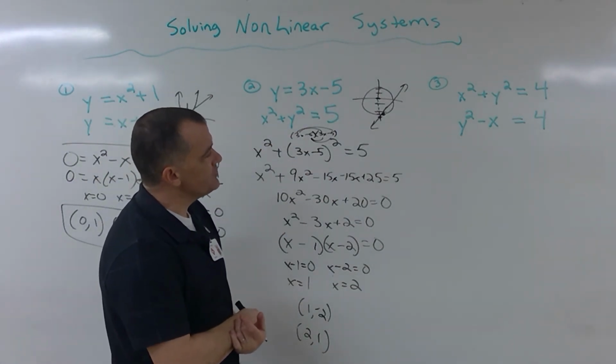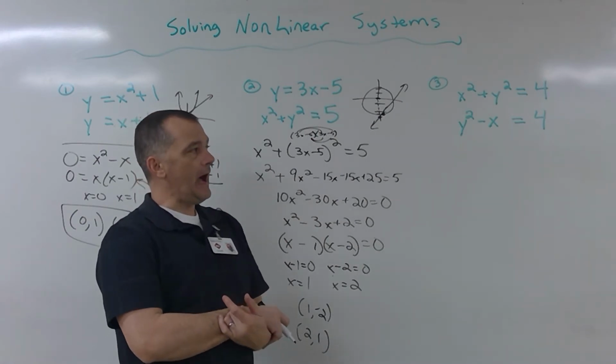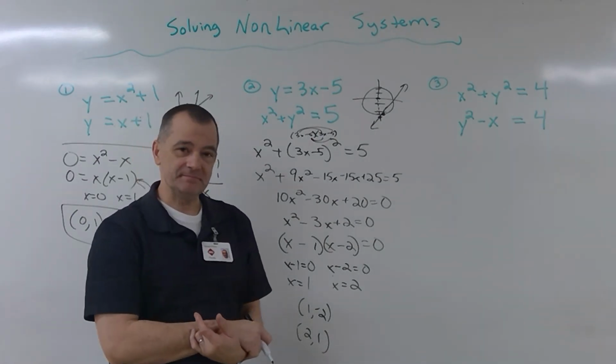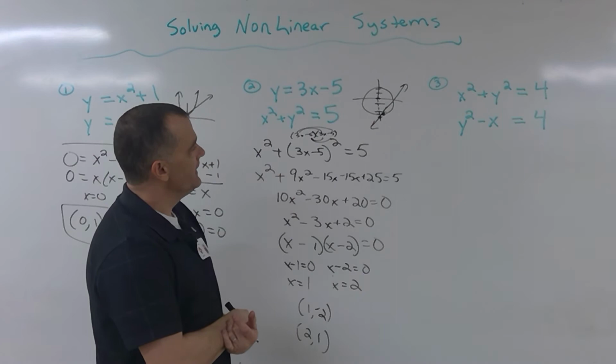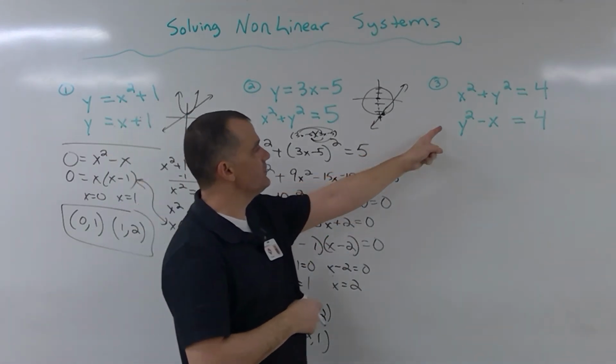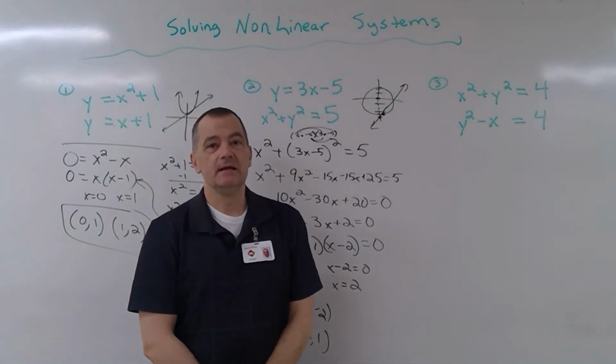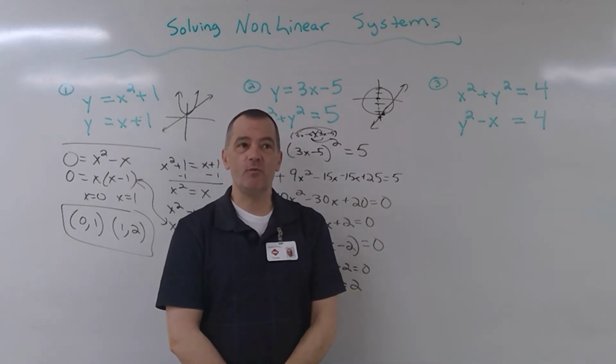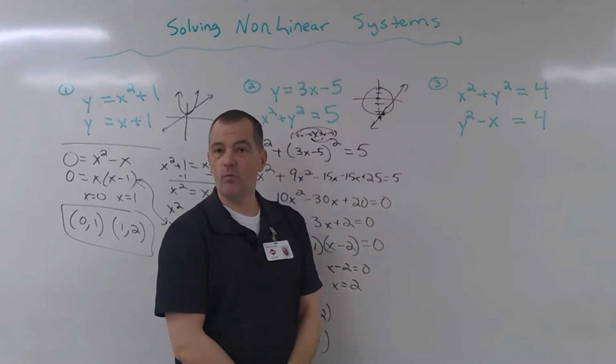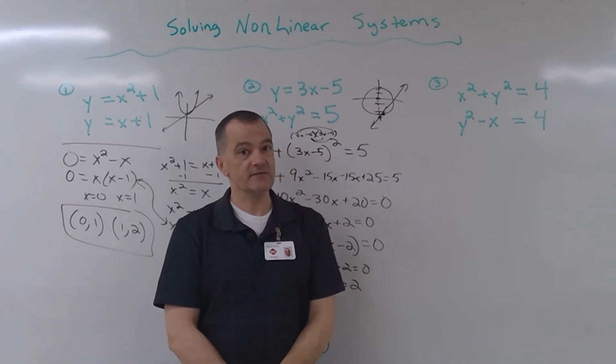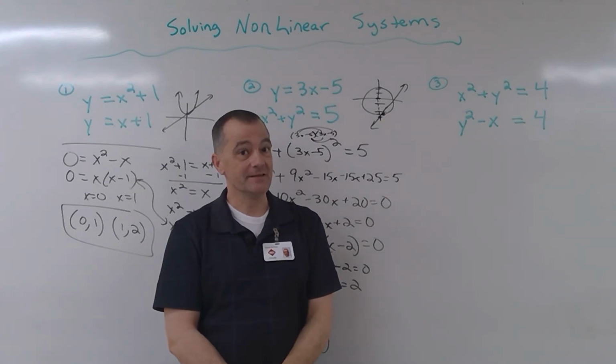I could use substitution for this one, but I'm going to use elimination. And I'm going to be a little careful here because I see that my y's in both equations are squared. So that lets me know right there that if -2 for y is a solution, then +2 for y is going to be a solution.